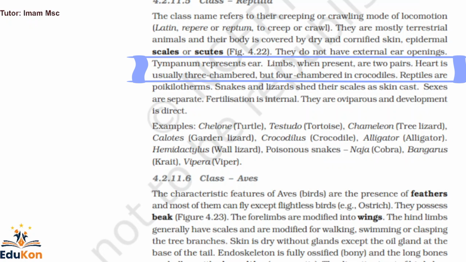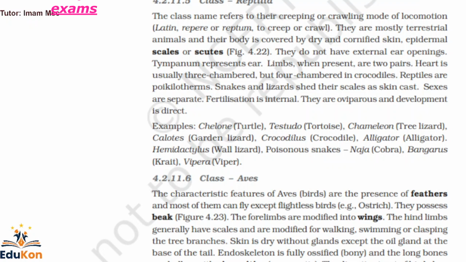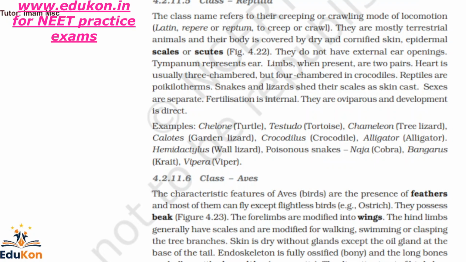What are the examples here? Chelone, that is turtle; Testudo, tortoise; Chameleon, tree lizard; Calotes, garden lizard; Crocodilus, crocodile; Alligator; and Hemidactylus, that is wall lizard; poisonous snakes like Cobra, Bungarus, that is krait, and Viper. All these are examples. For example, how many chambers are there in the heart of a cobra? It is 3 chambers.